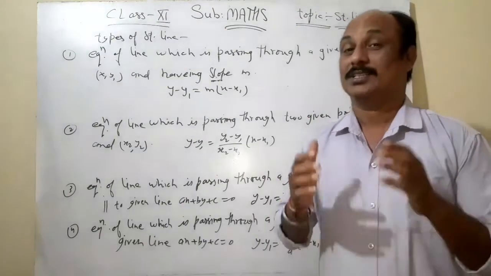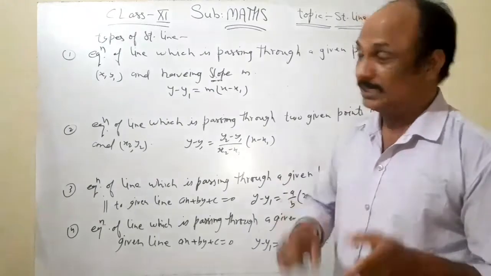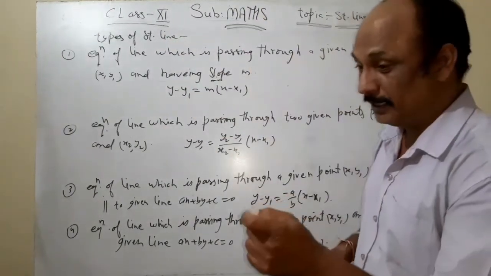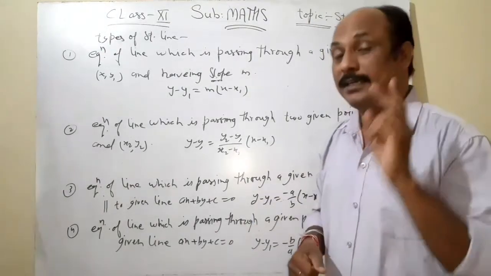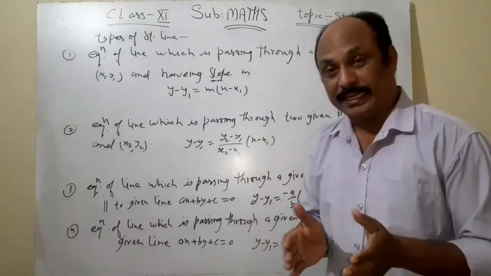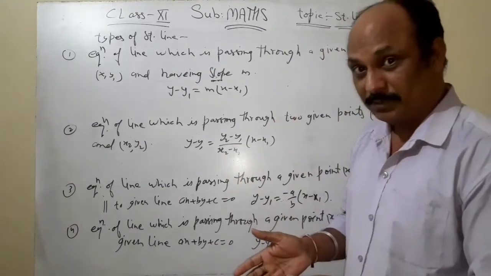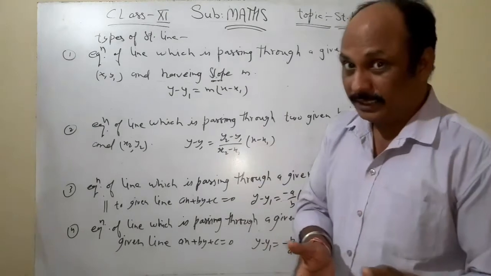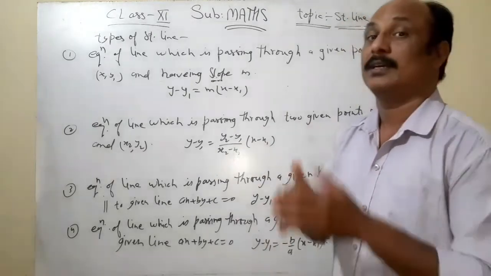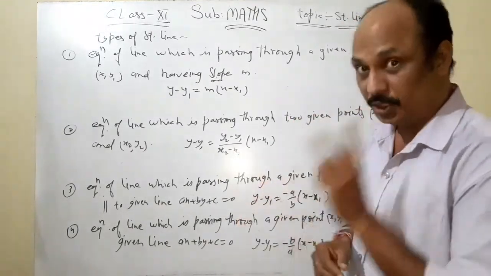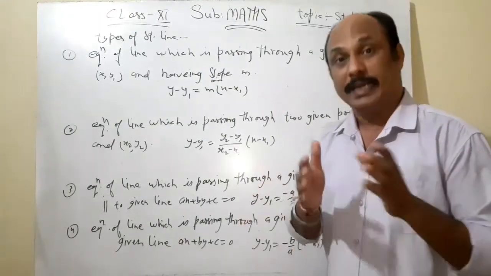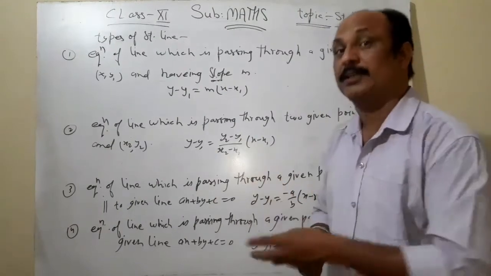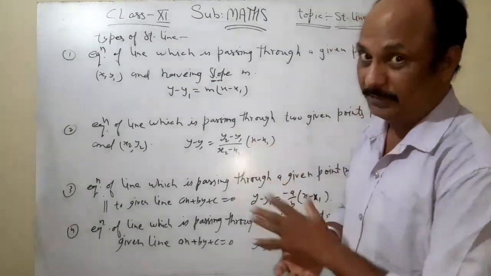Yes beta, today we are going to start our class 11 subject Maths topic, our favorite topic, straight line in 2D. Beta, straight line is a topic in 11th class and also in 12th class. In 11th class, we discuss straight line in 2D, means 2 dimension, and in 12th class we will discuss straight line in 3D, means 3 dimension.